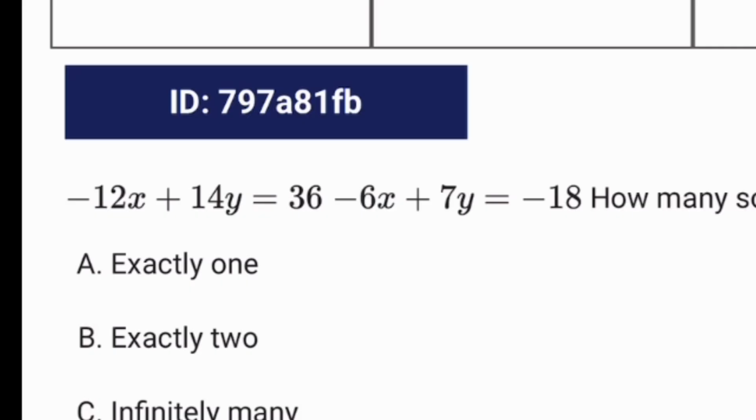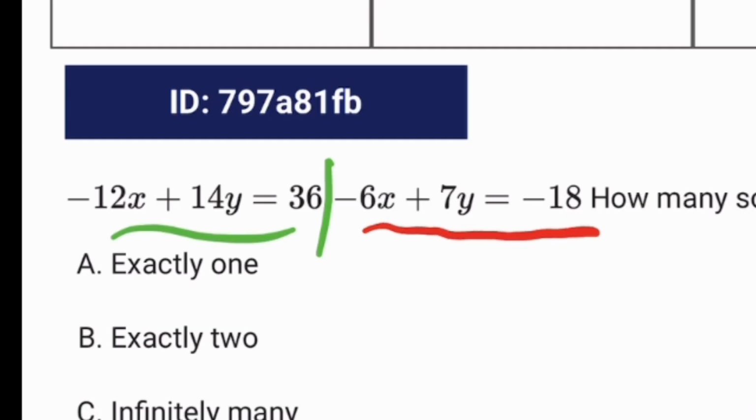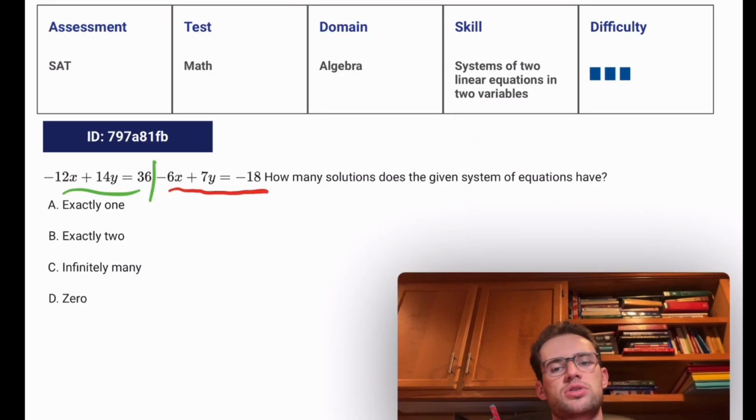Here we have a system of equations. So it's negative 12x plus 14y equals 36. And I believe that's the end of it. Again, a lot of these are really not well delineated where one ends and the other one begins. And then we have negative 6x plus 7y equals negative 18. How many solutions does the given system of equations have?